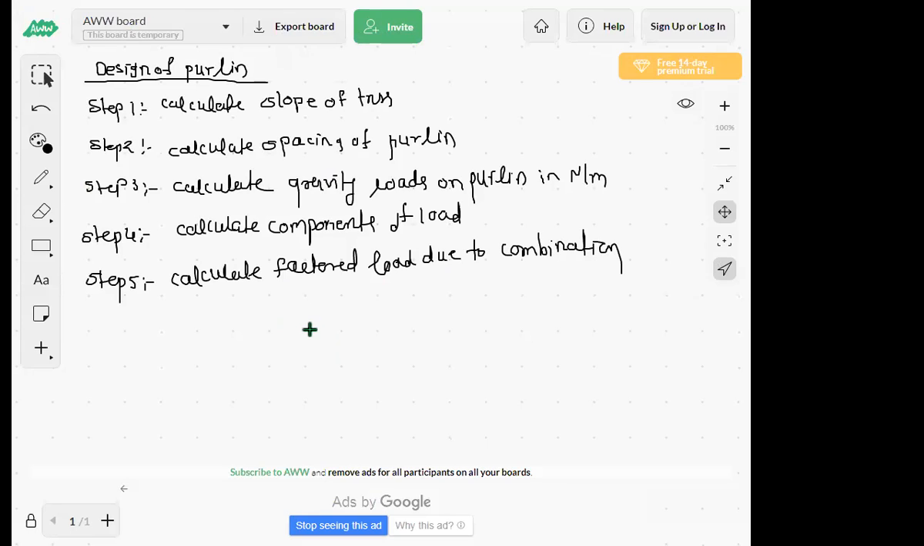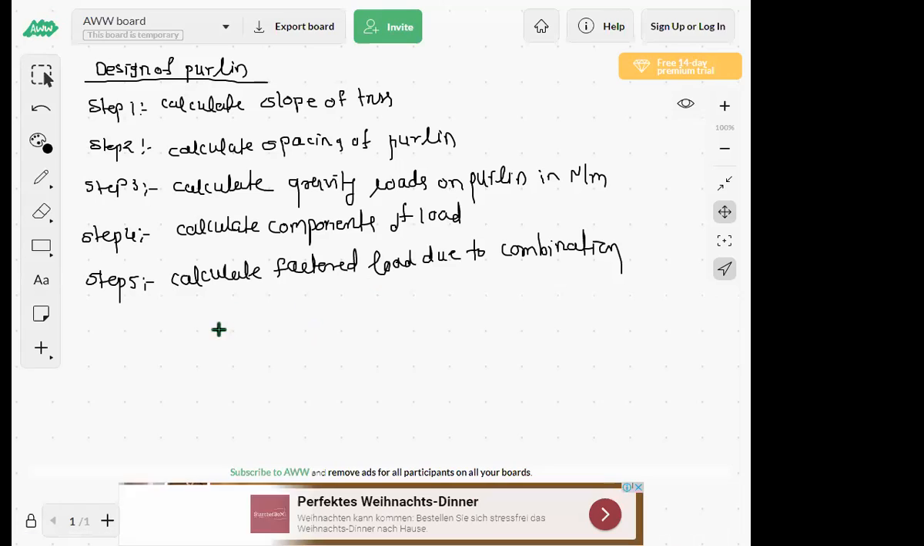Up to last lecture we have covered the design procedure of purlin up to the calculation of factored load due to the combination. So from today we are going to start step number 6. These 5 steps we have covered. Step 1 was calculate slope of the truss. Step 2, calculate spacing of the purlin. Step 3, calculate gravity loads on the purlin. Step 4 was calculate components of the load, and step 5 was calculate factored load due to combination. So we have covered in the last lecture these 5 steps.